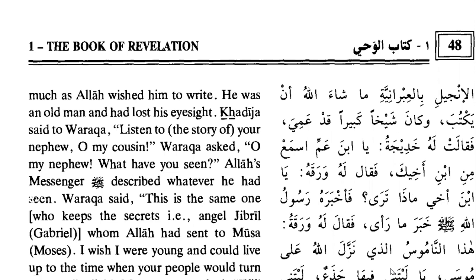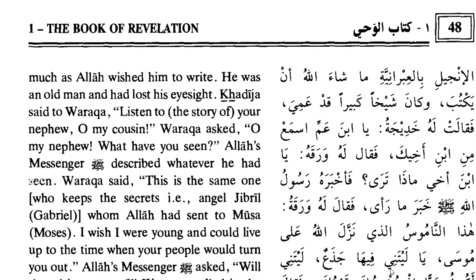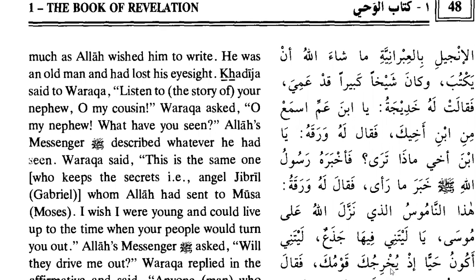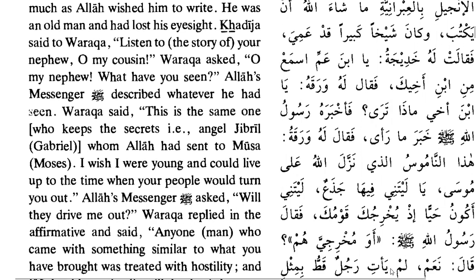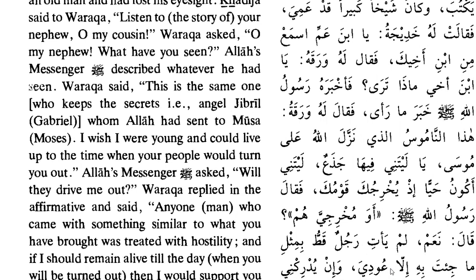Khadija said to Waraqa, "Listen to the story of your nephew." Waraqa asked, "O my nephew, what have you seen?" Allah's Messenger, sallallahu alaihi wasallam, described whatever he had seen. Waraqa said, "This is the same one who keeps the secrets, i.e. the angel Gabriel, whom Allah had sent to Moses."